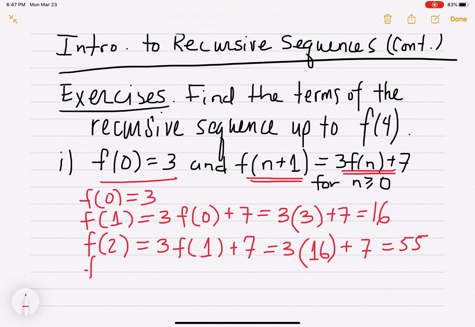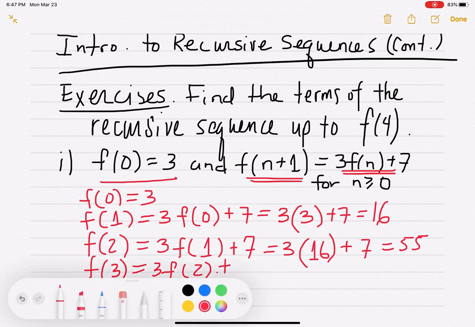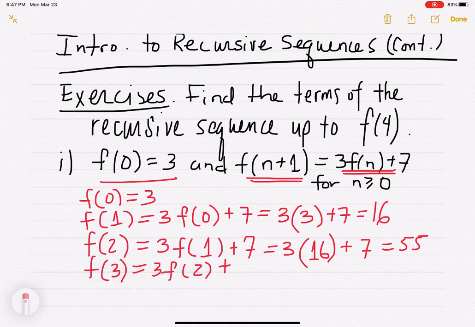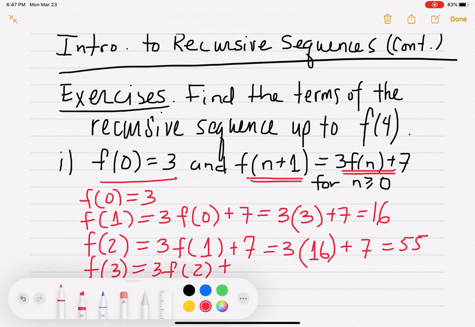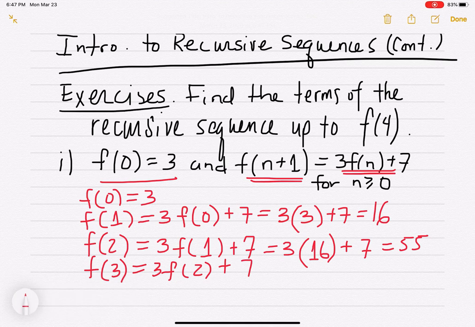All right, f of 3 is next. That's 3 times the previous term, f of 2, plus 7. In other words, 3 times, what was f of 2? F of 2 was the previous term, 55, plus 7. 3 times 55 is 165 plus 7, 172.